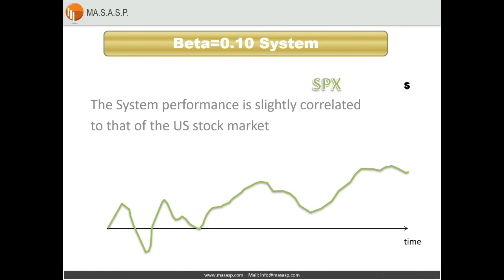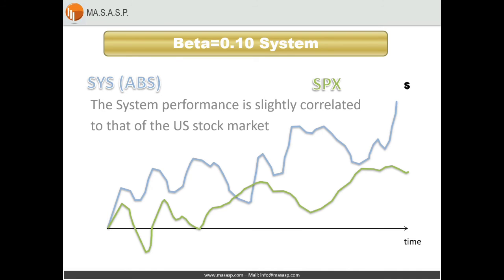Here instead, we plot an illustrative system which has a negligible beta, let's say 0.10. The MASASP system combination is a system of this kind. Its plot over time is really distinguished from that of the US stock index. That is something which can't be attained with a cheap passive benchmark fund.